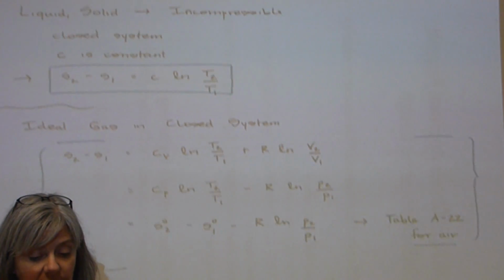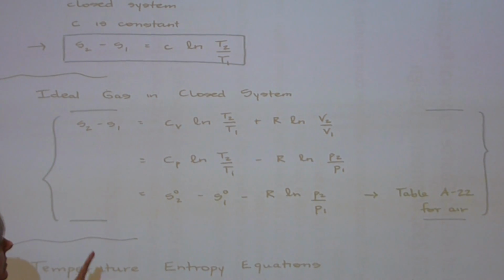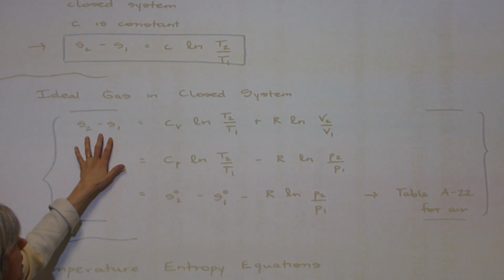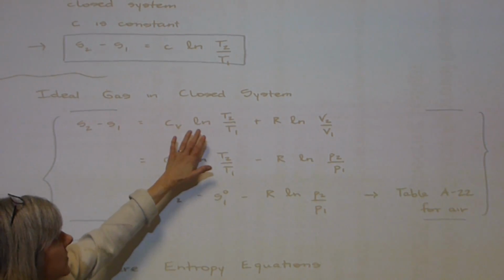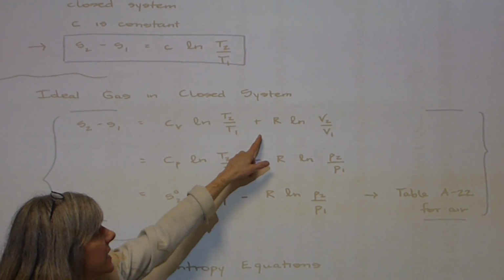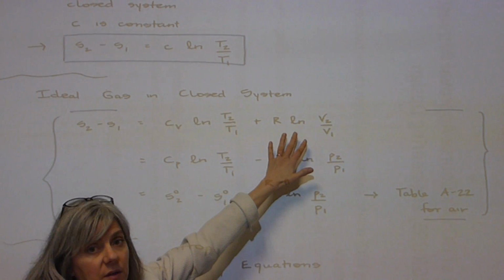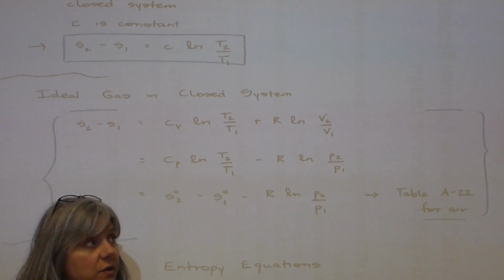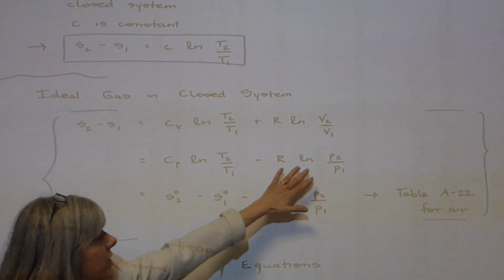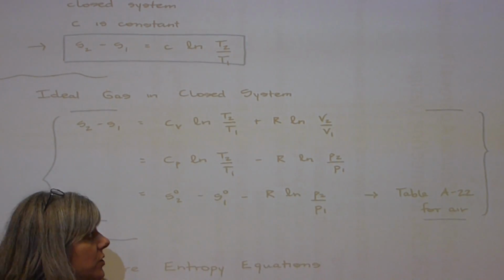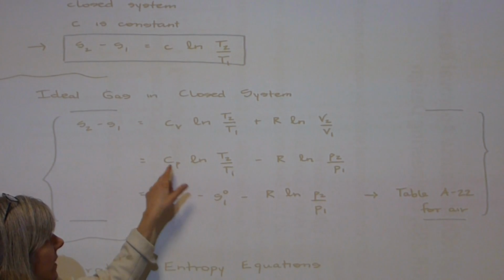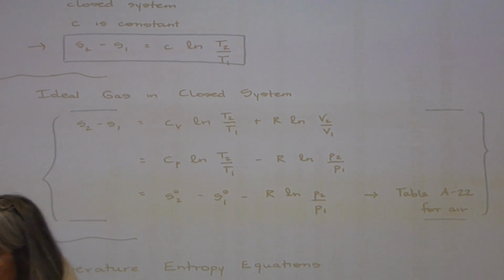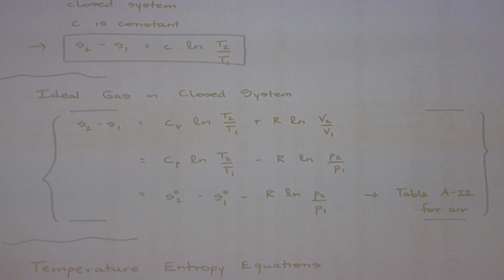We also know for an ideal gas in a closed system, we're going to have similar but not quite the same equations. Again, change in entropy, C sub V, ln of the ratio of the temperatures, but then we also are going to add this other component, ideal gas constant times ln of the ratio of the volumes. Or if we have pressure instead, we have this equation. Or we can replace just this piece of it with this. So let me show you where that is, because that's a little bit different.